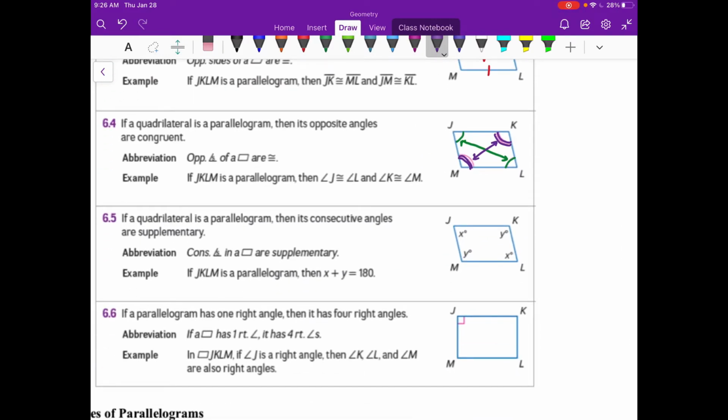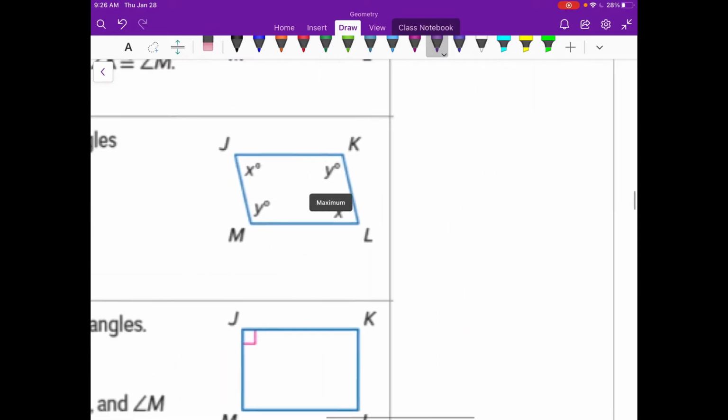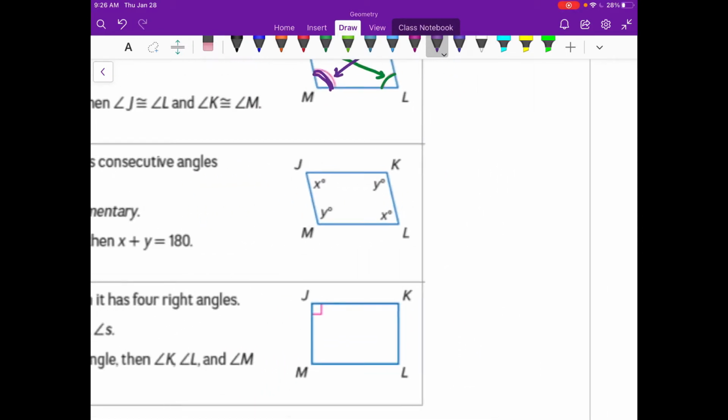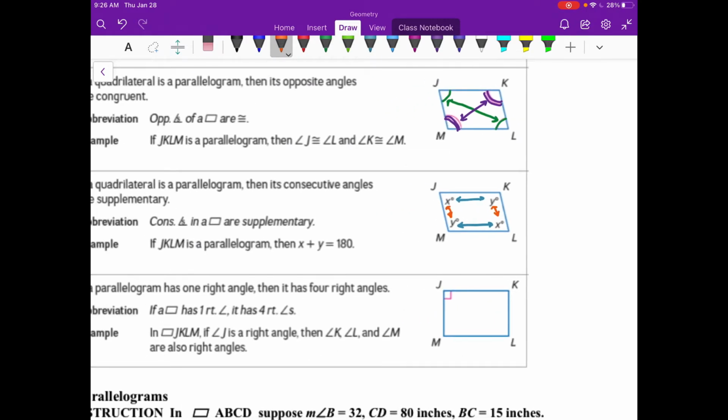And then again, 6.5, if a quadrilateral is a parallelogram, then its consecutive angles are supplementary. Consecutive means next to. So if you're looking at this parallelogram, these two would be consecutive, these two would be consecutive, and also these two and these two. So right next to, we're not going through the quadrilateral and adding those. And remember, supplementary means that those add up to 180. So in this parallelogram, JKLM, its angles, x plus y, add up to 180.